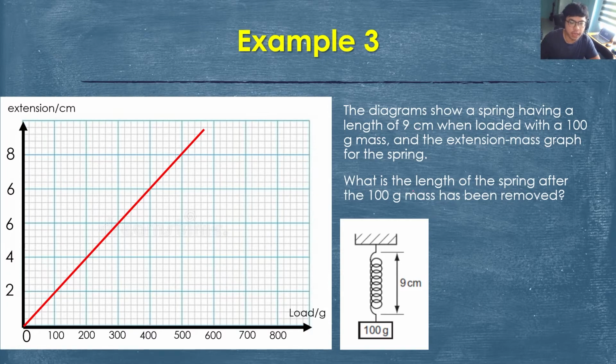So we want to find the original length. So if you remove the load, the spring will return to its original length. And what is that length? Okay, so first, we need to find the extension again.